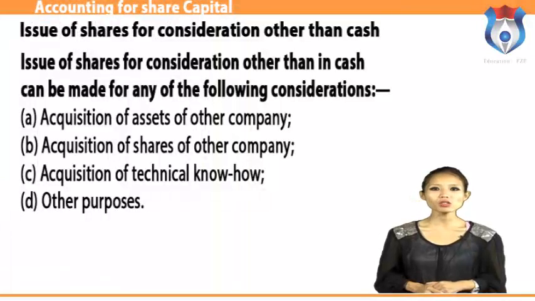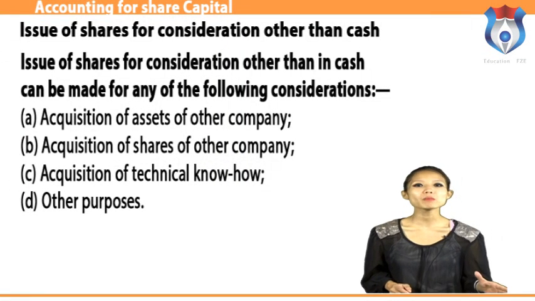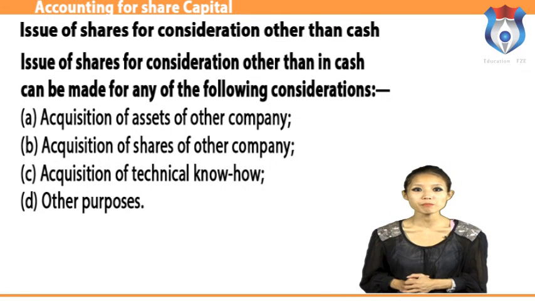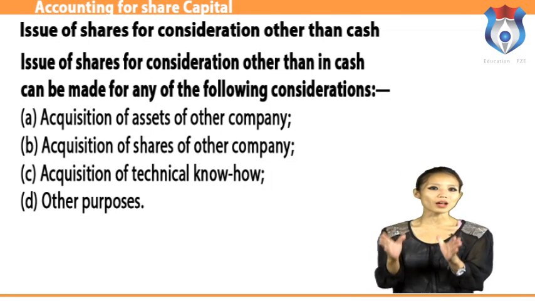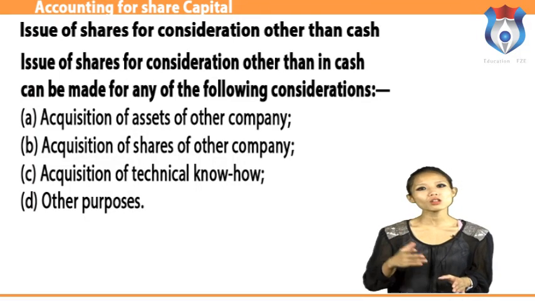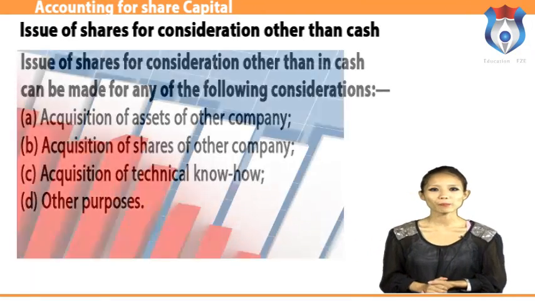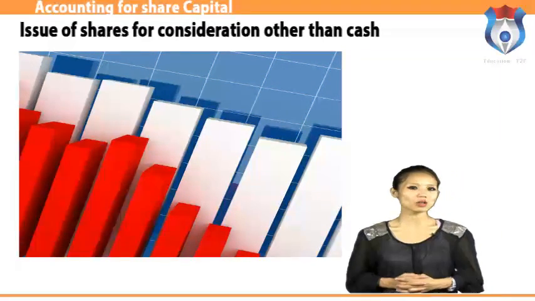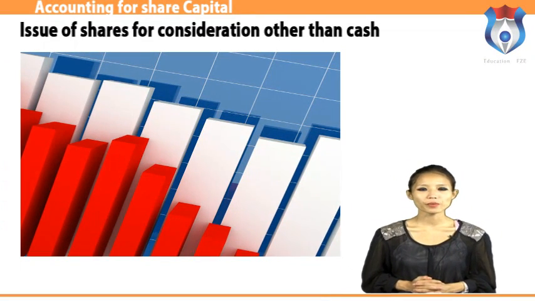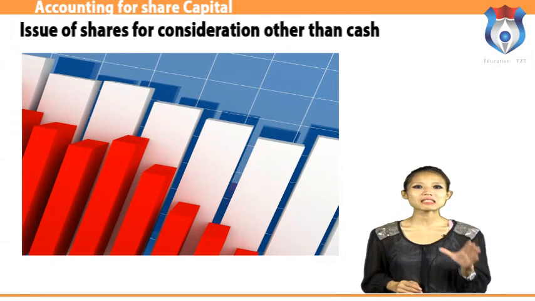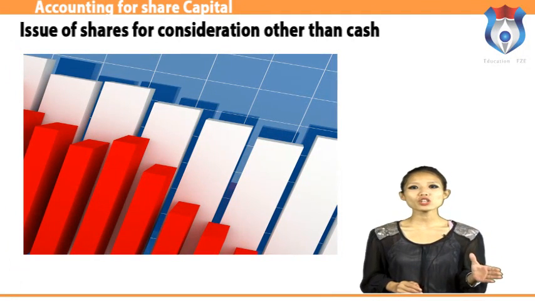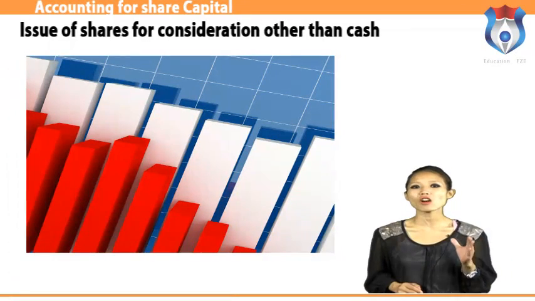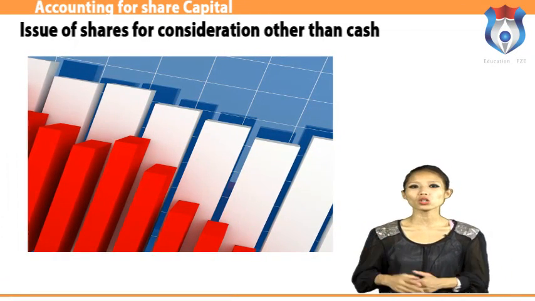Issues of shares for consideration other than in cash can be made for any of the following considerations: acquisition of the asset of another company, acquisition of shares of another company, acquisition of technical know-how, or other purposes. An important aspect to remember when issuing shares for consideration other than cash is valuation. When one refers to valuation in this context, it means valuation of the shares and valuation of the services or asset on the basis of which such shares were allotted.